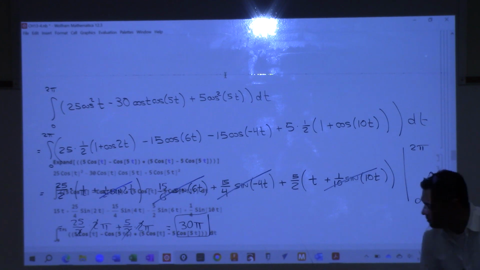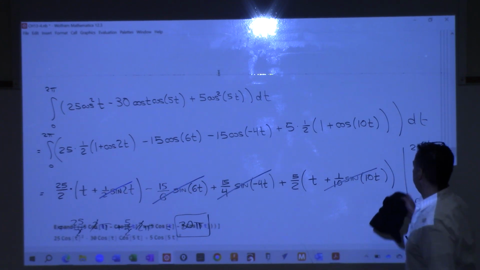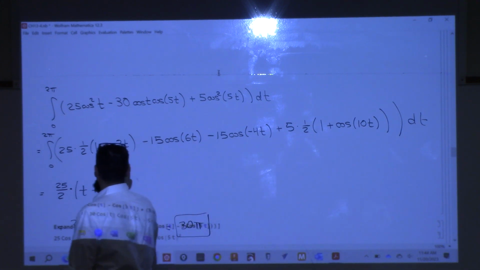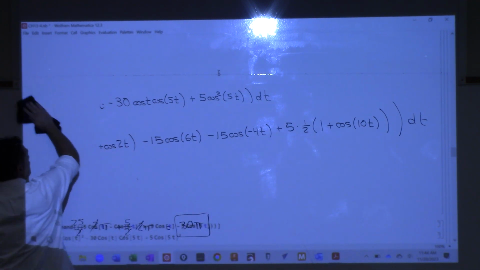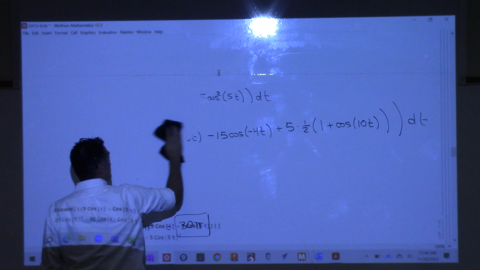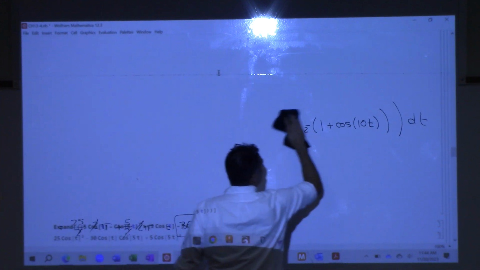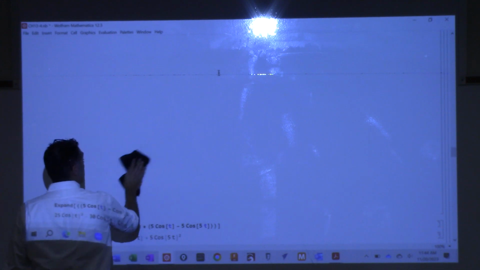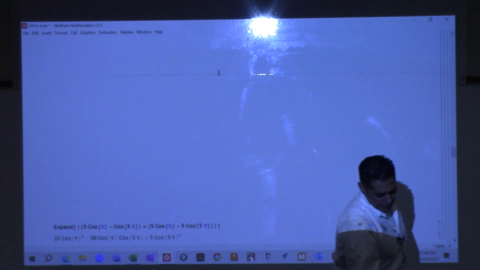All right, let me erase this and we're going to move on to the next example. That was worth it just so we could remember that we have the product to sum formula for that cosine, cosine next to each other. All right.